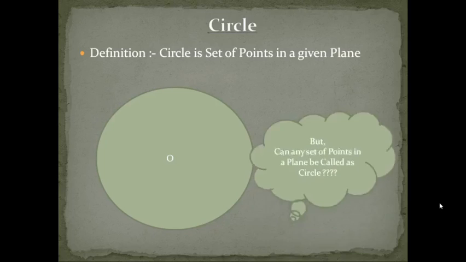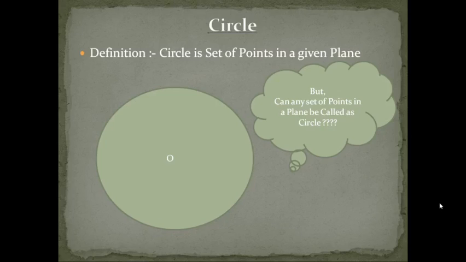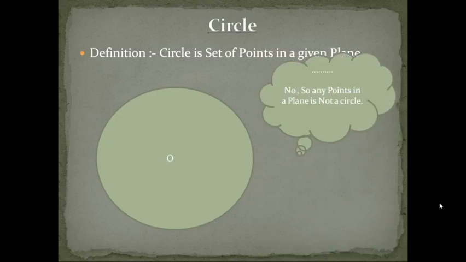But, my dear friends, can we say that every set of points in a plane is exactly called a circle itself? No, we cannot call it a circle. Observe this diagram very carefully. This is a plane and there are some points over here, okay? But is this set of points in a plane called a circle? No, my dear friends. So what we learn is that any points in a plane cannot be a circle, right? So, moving ahead, let's understand the basics of this circle and its definition with more clarity.